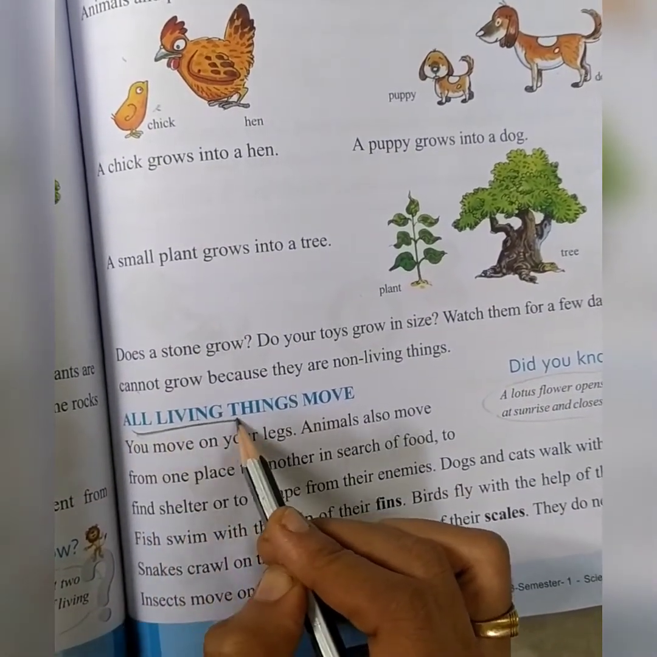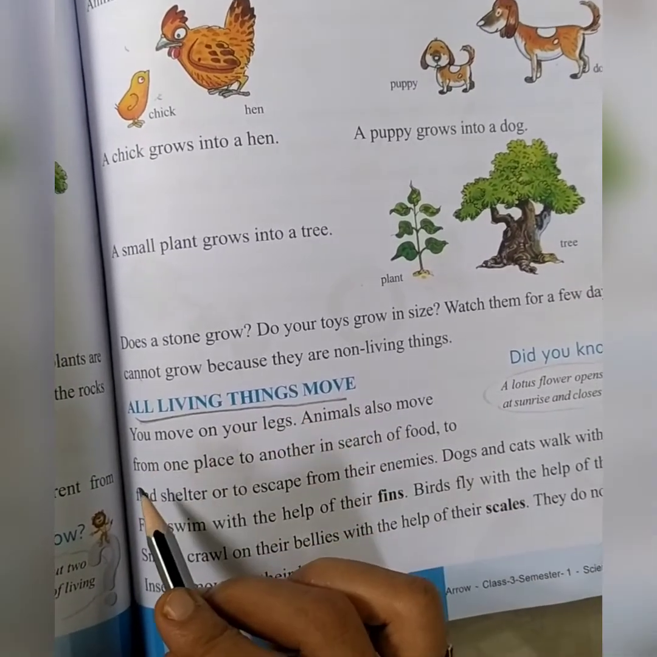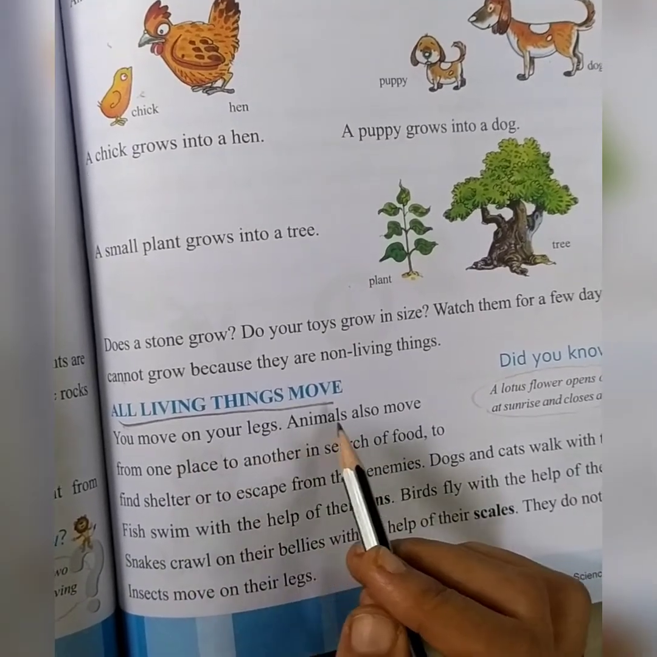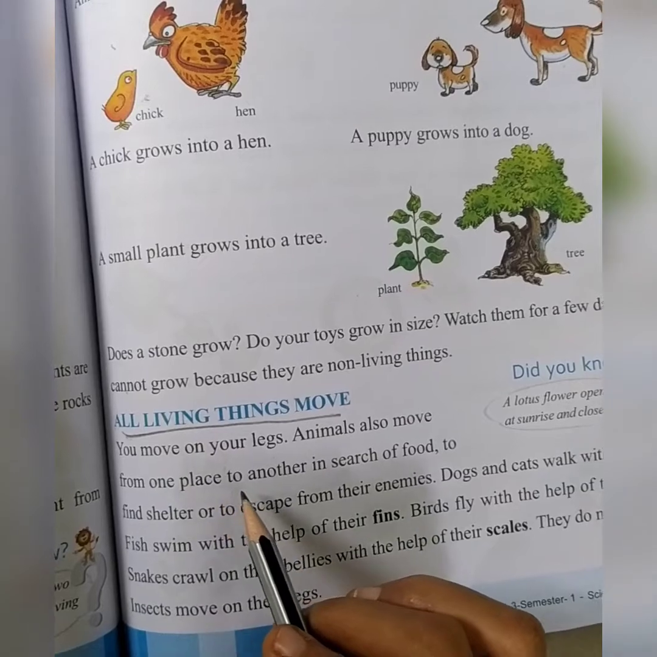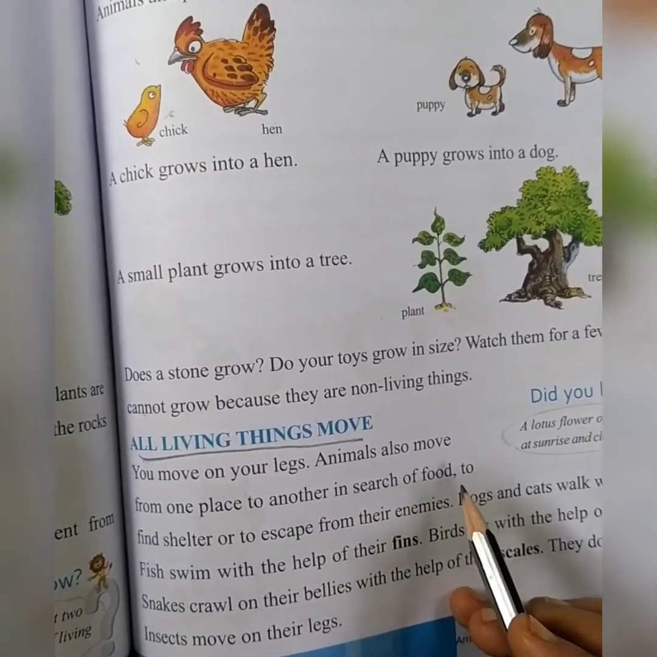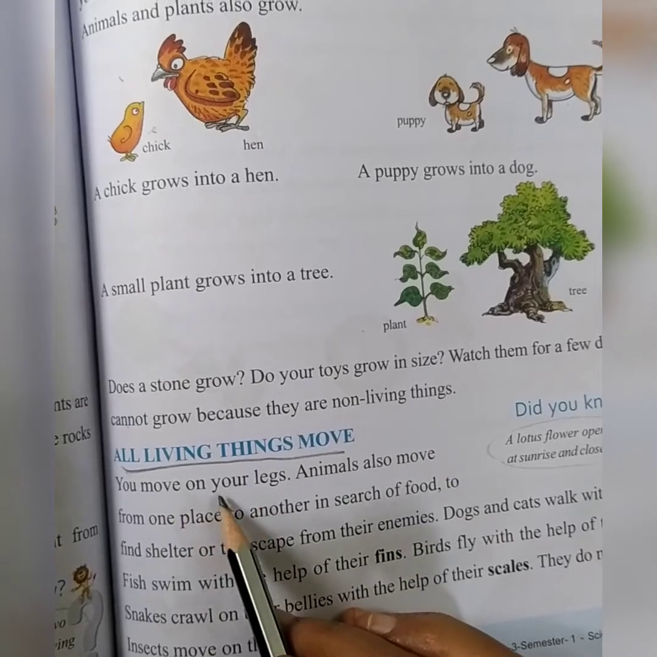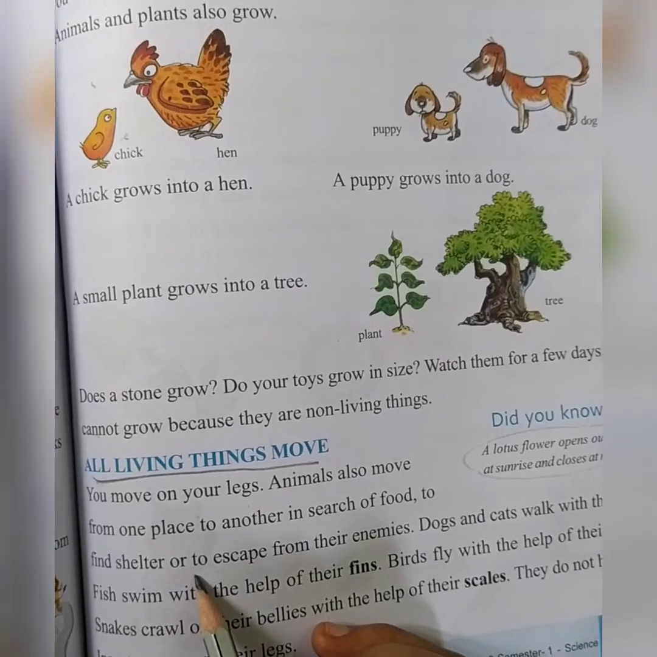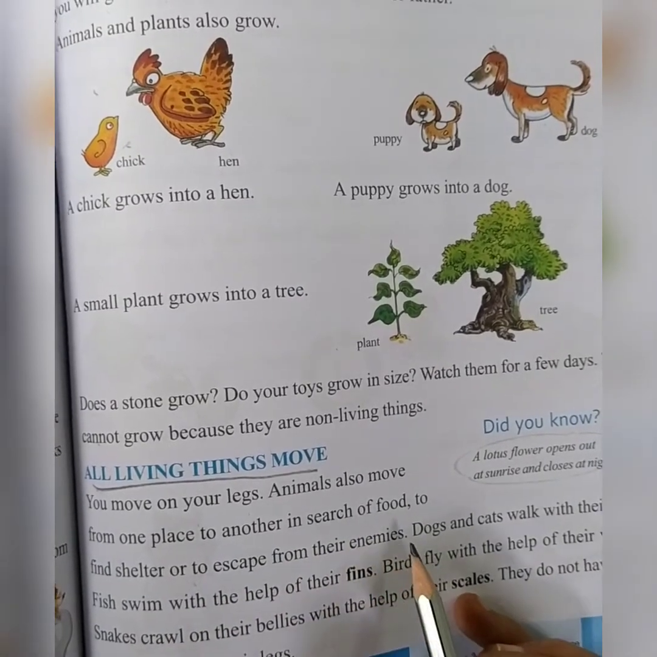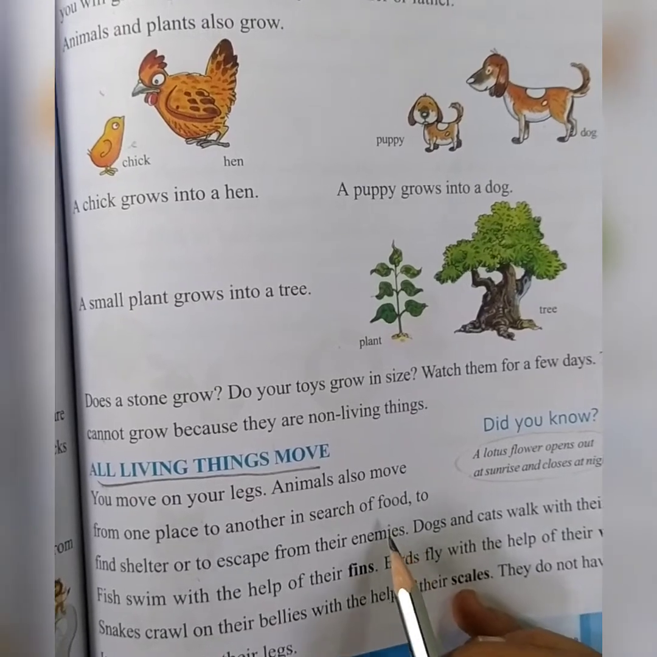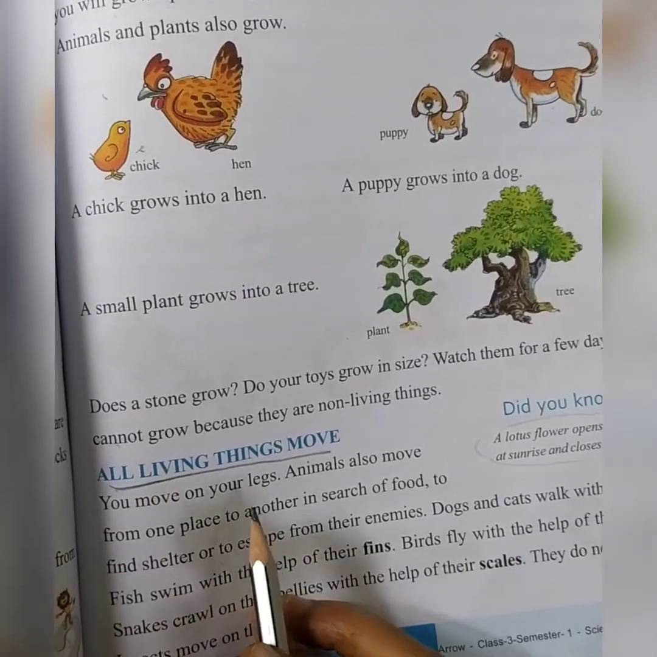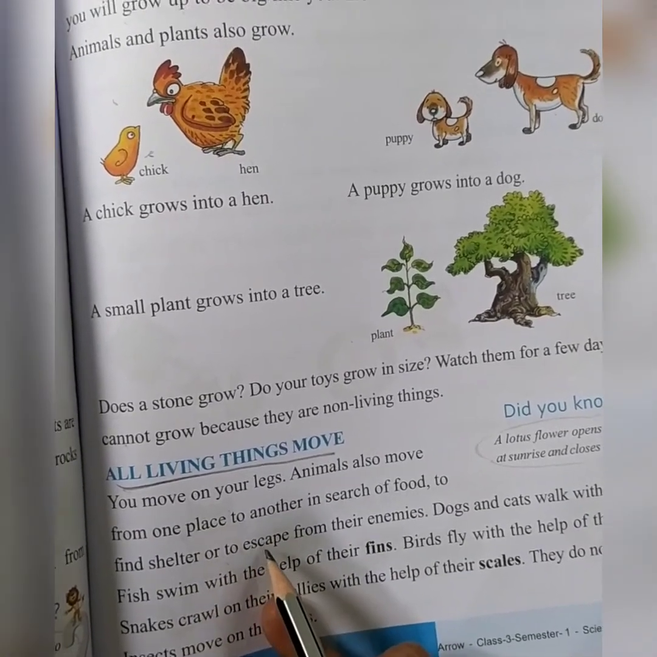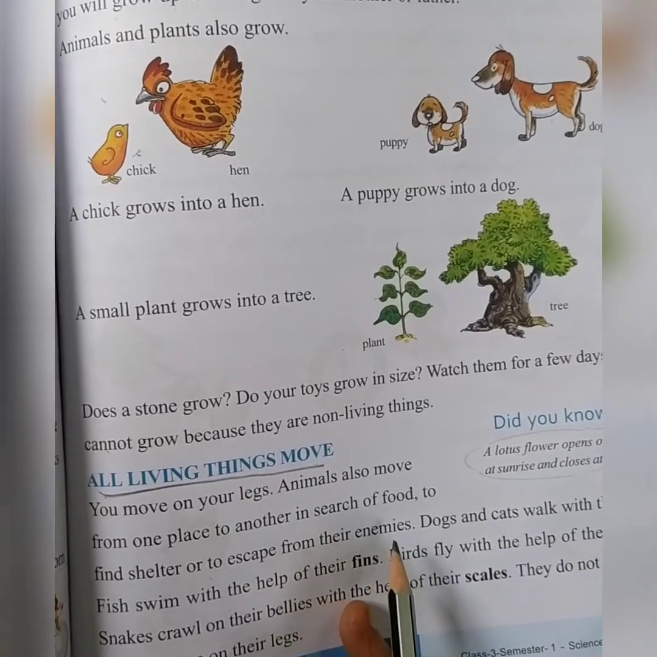All living things can move. You move on your legs. Animals also move from one place to another in search of food, to find shelter and to escape from their enemies.